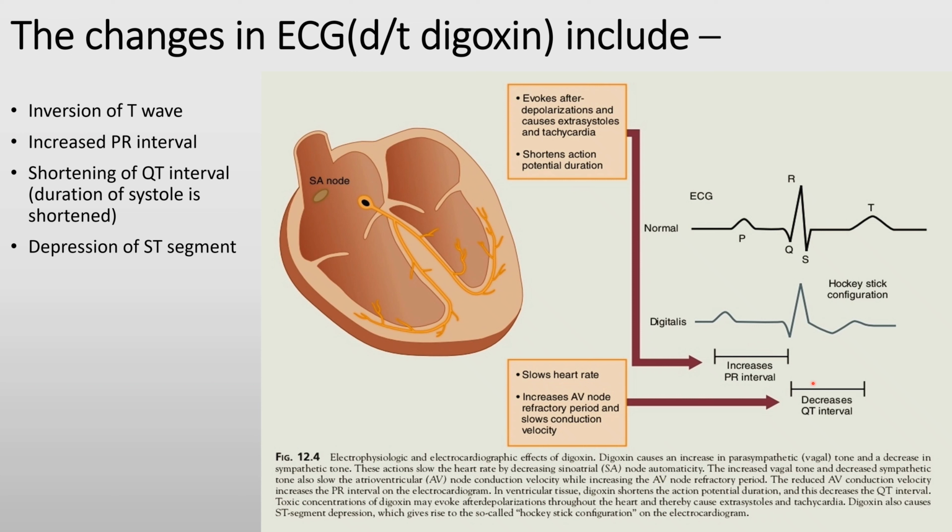The decrease in QT interval is due to slow heart rate, increased AV node refractory period, and slow conduction velocity through the AV node. The depression of ST segment might be due to altered intracellular ion concentration, altered myocardial oxygen demand, and also due to conduction abnormalities. This ST segment depression gives rise to the horny ST configuration.